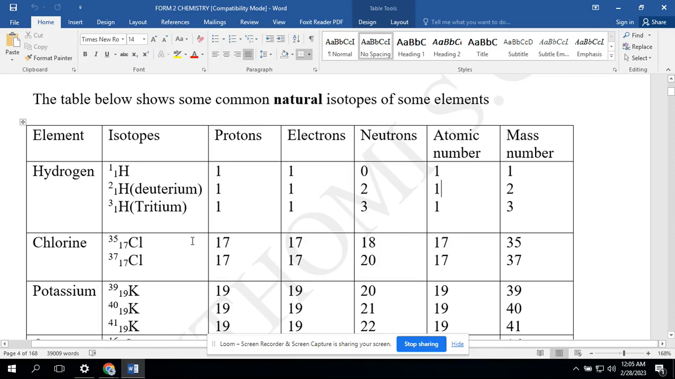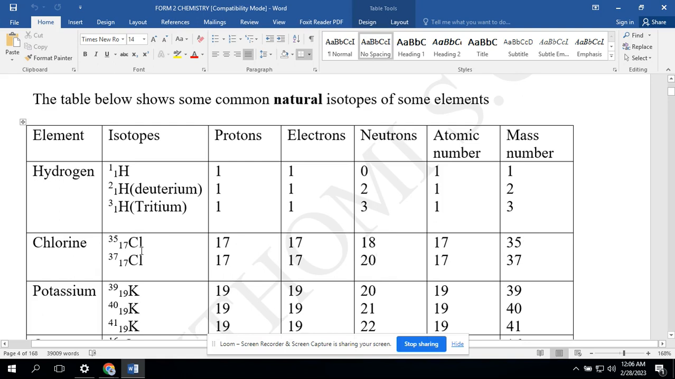From the subscript, we will now be able to have the number of protons, the number of electrons, and lastly, the atomic number. For any element, all of those will be the same. Here you will find the fluctuation, the difference, in the number of neutrons. The number of neutrons will be different depending on the mass number for that isotope.